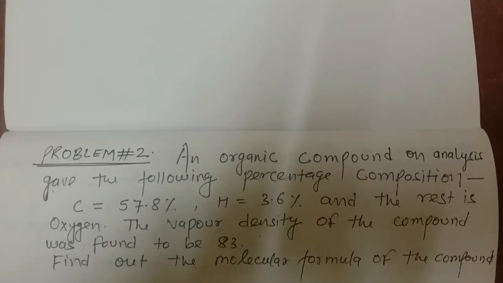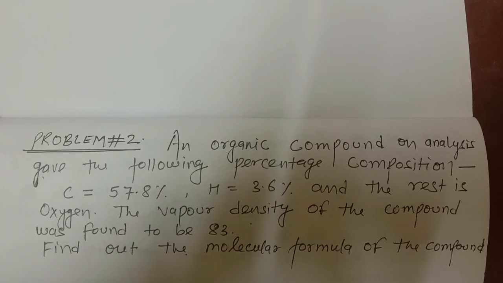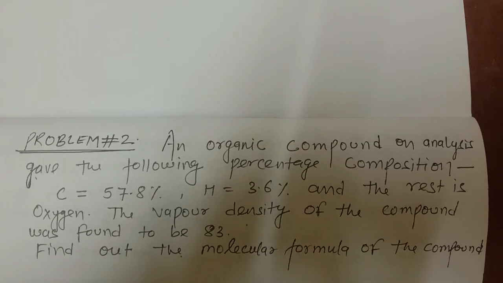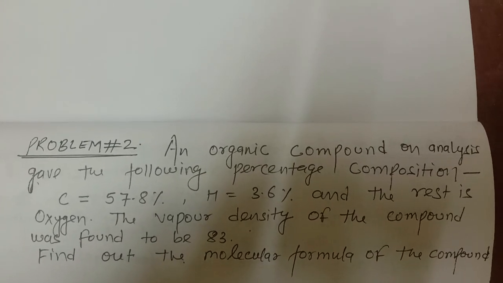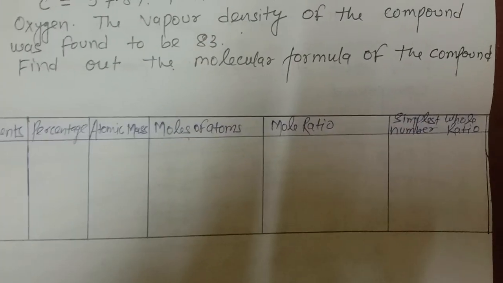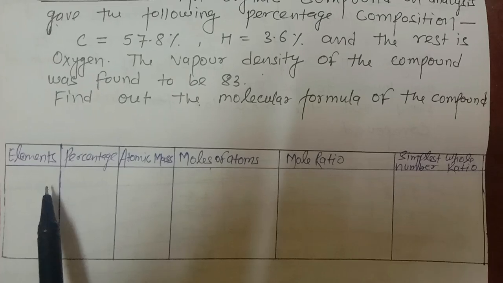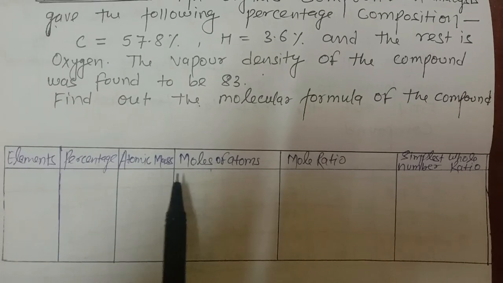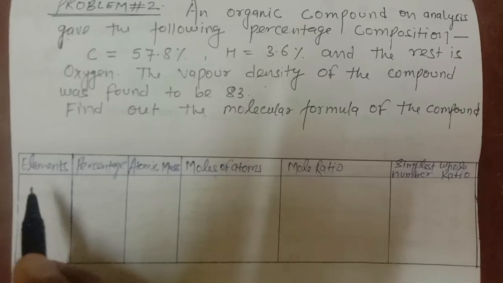Students, again I am going to explain this problem. Actually, for solving such kind of problem, you need to learn one table. So I am going to solve according to this table only. See, this is the table. This table consists of 6 columns: first, second, third, fourth, fifth, sixth. In the first column, you have to write the elements.